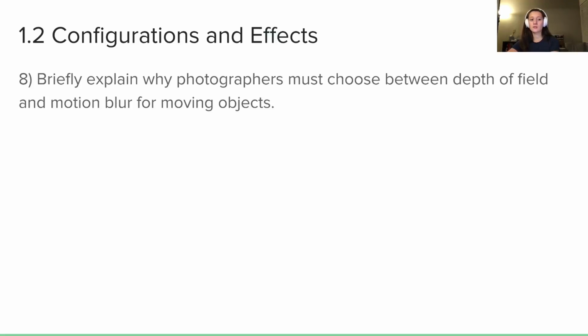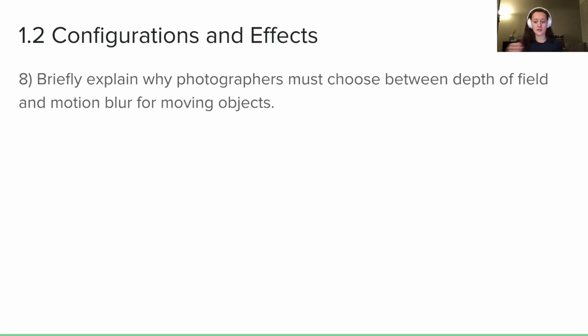All right, last question. Briefly explain why photographers must choose between depth of field and motion blur for moving objects. Well, if you are a photographer and you're taking a photo of something, there are generally two things that you pay the most attention to. That would be your aperture size and your shutter speed, the two that we just talked about. There's a third one, but that one's a little less important. So let's just focus on aperture size and shutter speed.